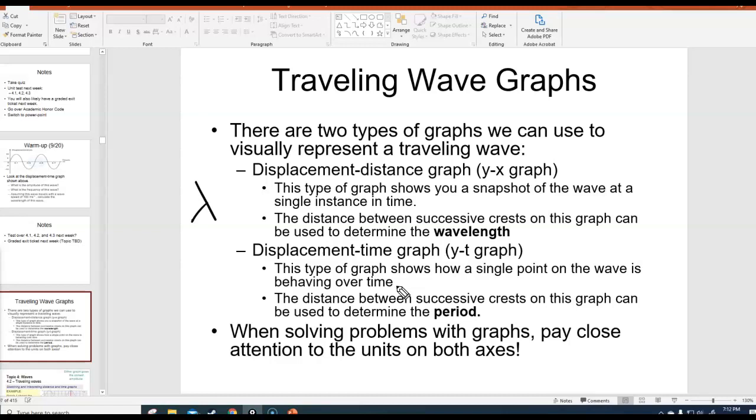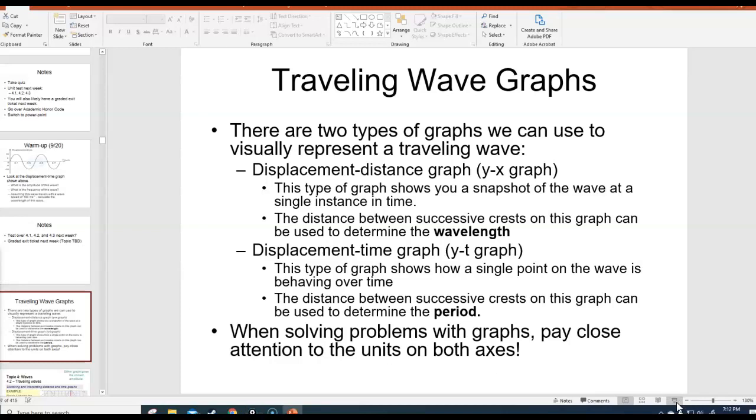On a displacement time graph, you can use the distance from one point on the graph to the next successive point to measure the period. Remember, period is the capital T. That's the time for one complete oscillation. So definitely make sure you know what type of graph you're looking at if you're given a motion graph, and pay attention to the units. What we're going to do now is a few example problems with this before we start talking about electromagnetic waves.